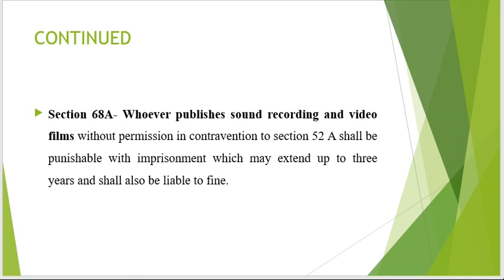This means that the maximum imprisonment if anybody is convicted under section 68A is 3 years, and the minimum is upon the judges to decide, upon the authorities to decide. So the minimum can be some days, some months or some years, but the maximum that the authorities can give to any convict under section 68A is 3 years, and the convict shall also be liable to fine.